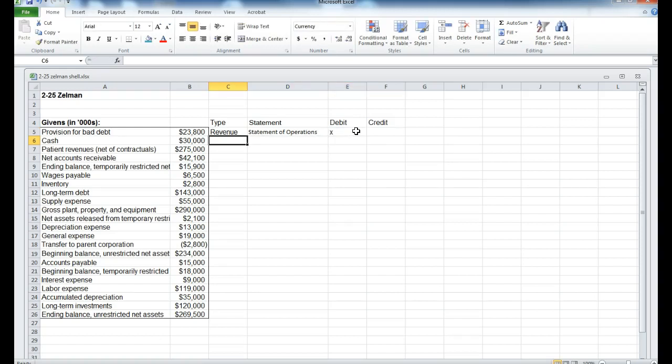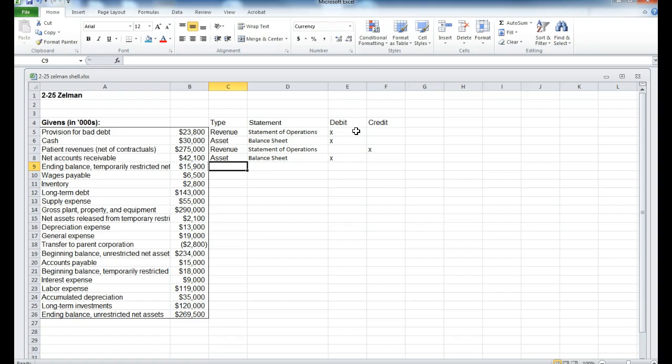Next is our cash. So we know cash is an asset, and so that would be on our balance sheet, and that would be a debit. Patient revenues is a revenue account, right? So that would be on our statement of operations, and this time it would be a credit balance because it's regular revenue. Net accounts receivable is an asset. That's on our balance sheet, would be a debit.